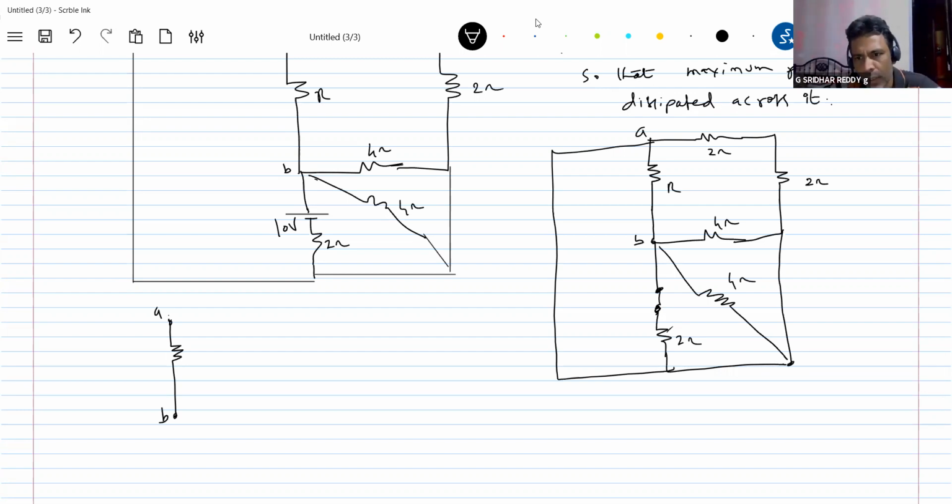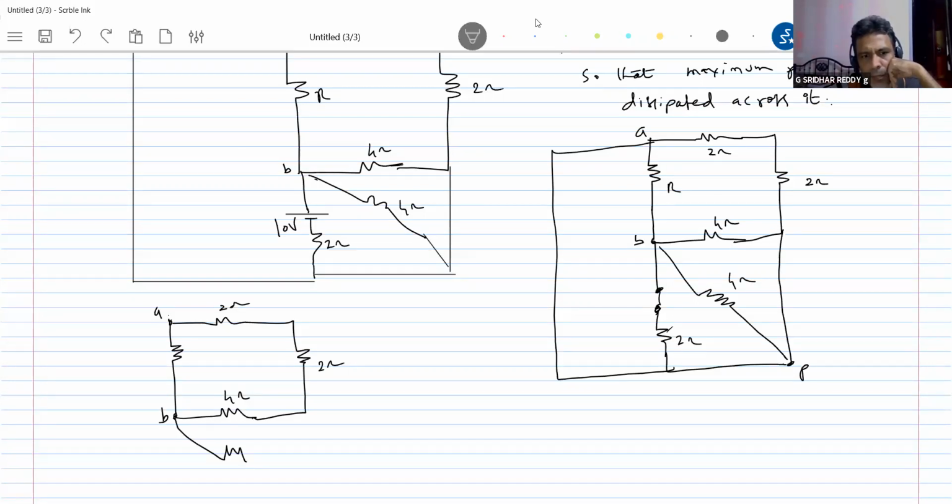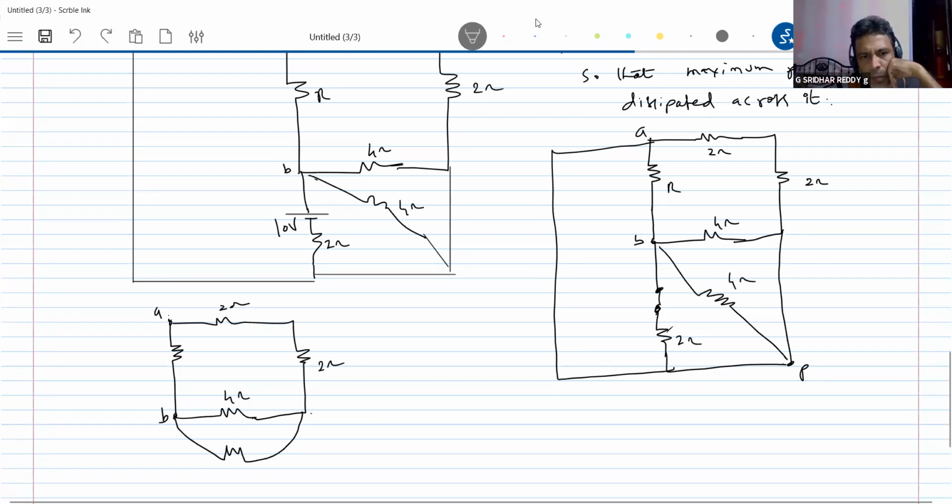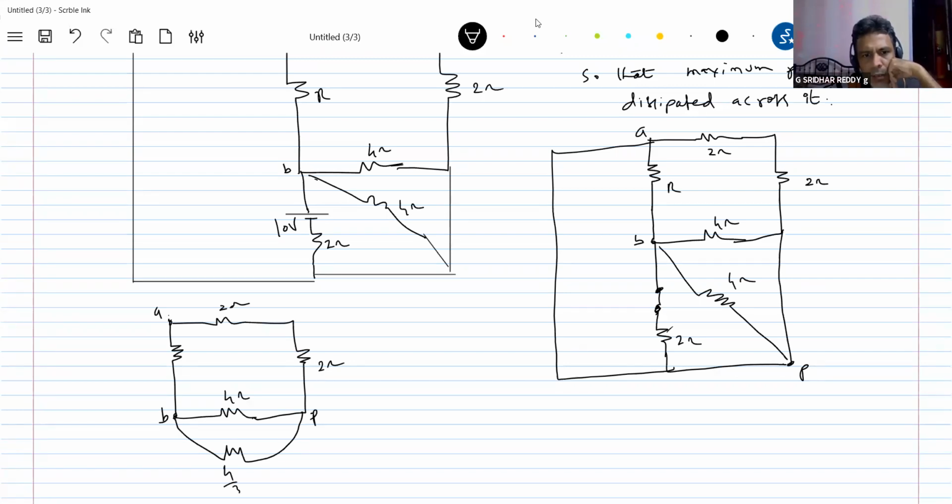So here you do one thing: call this point P. I'm going to retain it. Now this will remain as it is, 2 ohm, 4 ohm, and this is 2 ohm. First I'm replacing these two. These two are 4 by 3 ohm. So here 4 by 3. Where is the point P? Now the point P will come here. So this is 4 by 3 ohm.